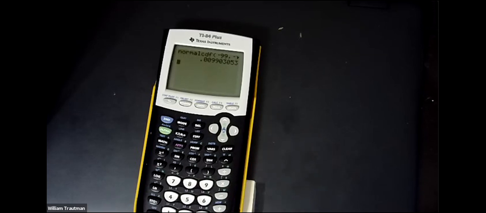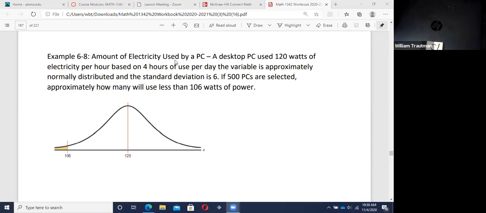You always give your answer percentages in 4 decimal places. So the portion, that's why I said it was going to be very small. We knew that. You can see the shaded part is very small. So the shaded part is 0.0099 at 4 decimal places, not even 1%. 1% would be a 1 right there. So 0.0099 is the amount that's shaded in. But that's not what they asked. So that's about 1%. If 500 PCs are selected, how many will use less than 106?